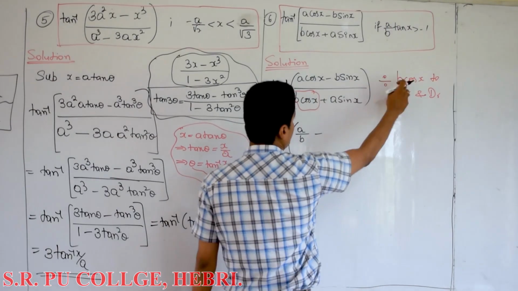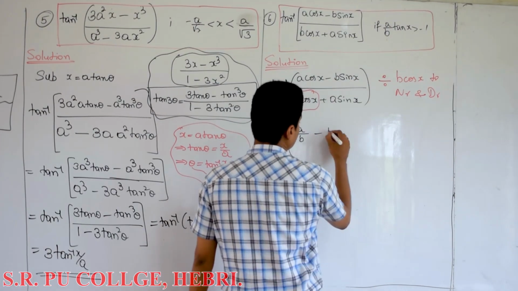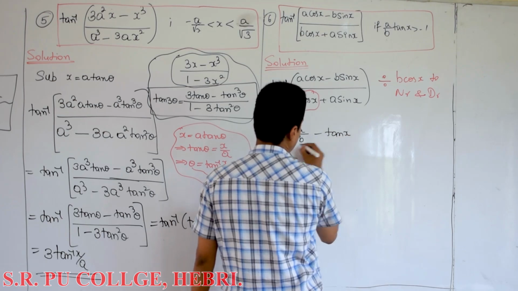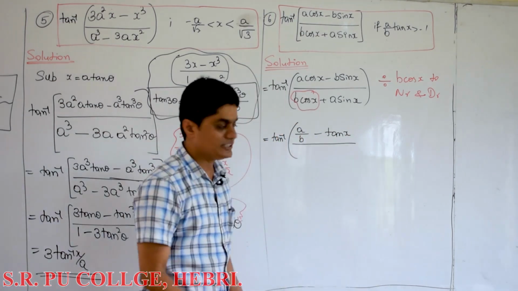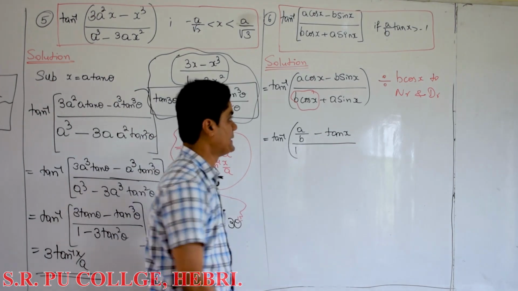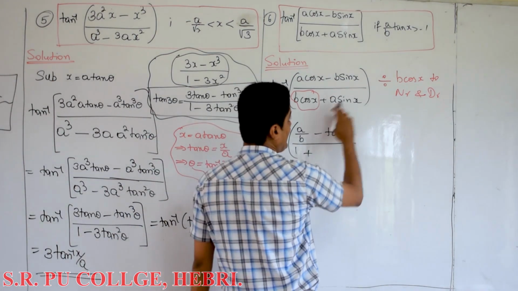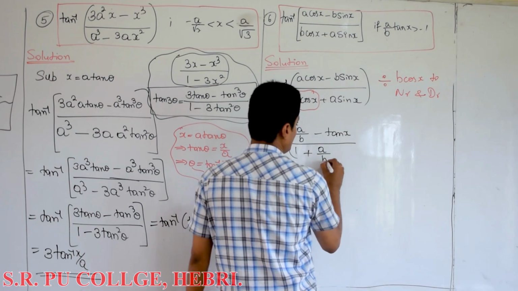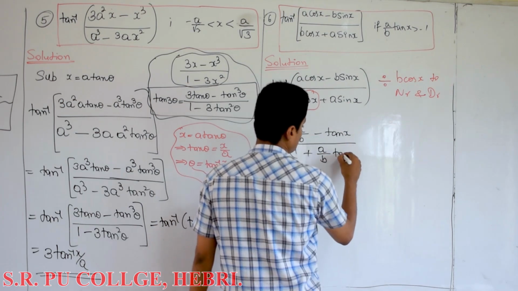Now minus b by b cancels, sin x by cos x. What is sin x by cos x? Yes, tan x. Divided by this position, which we already decided should be 1, so directly you can write 1, plus a by b, right? Sin x by cos x, tan x.